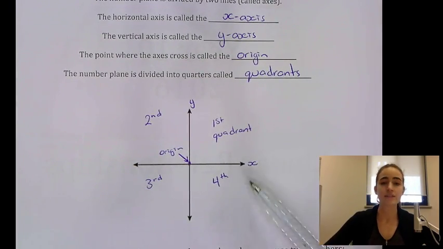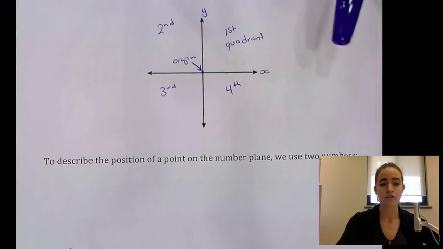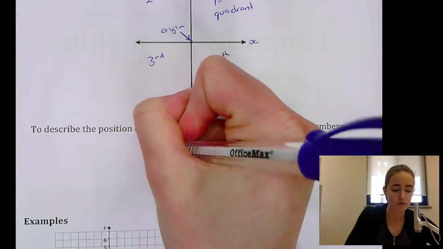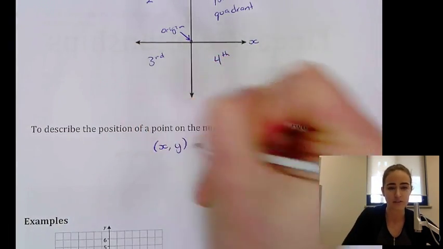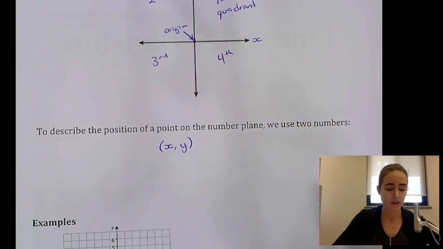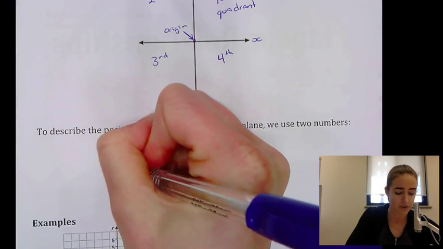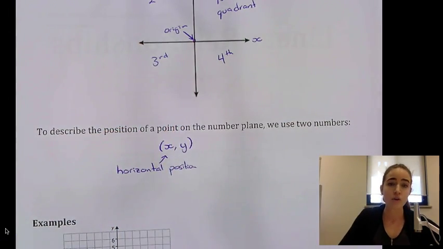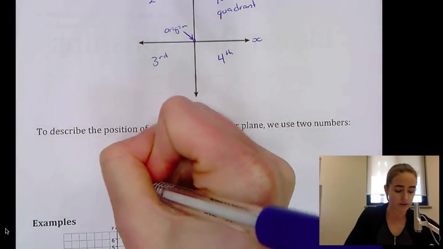So we're going to use this number plane to tell the position of different points. So to describe the position of a point on the number plane, we use 2 numbers. So we're going to write it as what's called an ordered pair of numbers. So we're going to have 2 numbers in brackets with a comma in between them. So this first number here tells us its horizontal position, the horizontal position of that point. And it's known as the x-coordinate of the point.